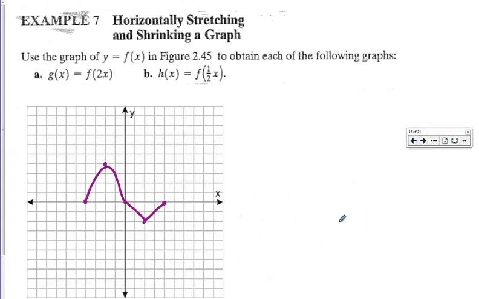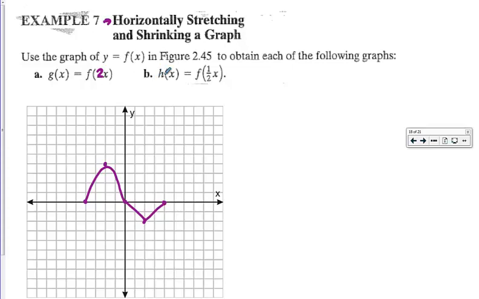Alright, so on this one, it says use the graph, which is what I've given you there, to obtain each of the following. So the first one is f of 2x. Right here, it's on the inside there, so it's going to be a horizontal, which they tell us in the example here. It's a horizontal stretch or shrink. If it's 2, that's greater than 1, which means we're going to have a horizontal shrink.